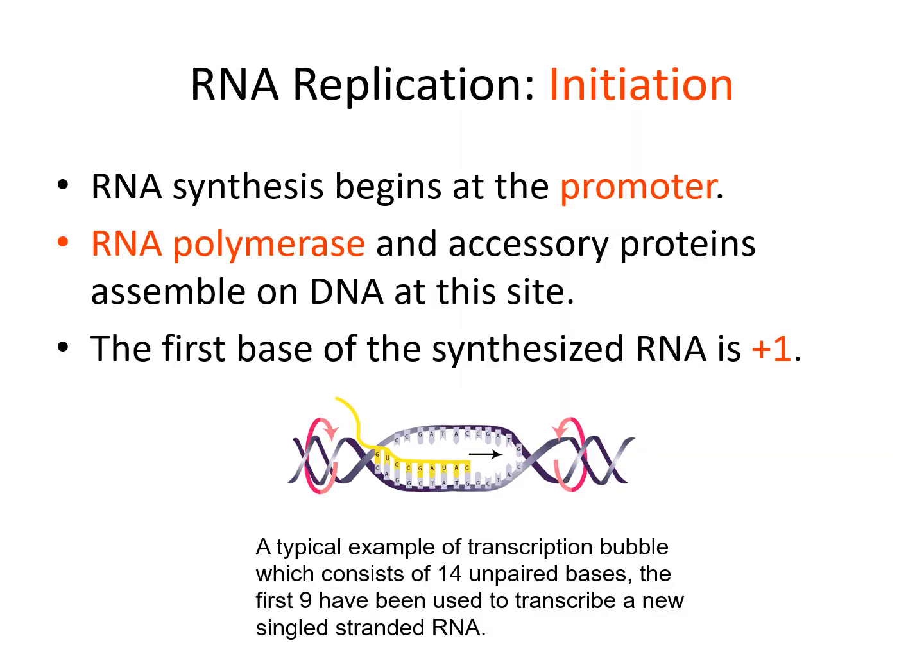For the initiation, the RNA synthesis begins at the promoter, and the first base of the synthesized RNA is +1. As you can see here, we have the transcription bubble, because a typical transcription bubble consists of 14 unpaired bases, and the first 9 have been used to transcribe the new single-stranded RNA. As the RNA polymerase synthesizes the RNA, it will move and continue to open the double helix DNA and then transcribe the DNA.